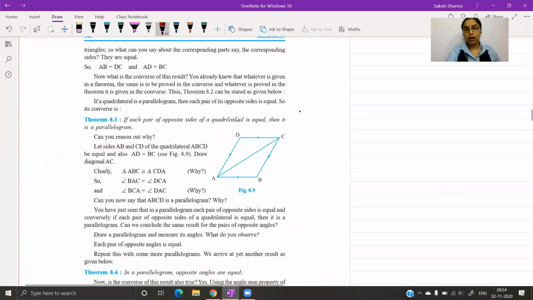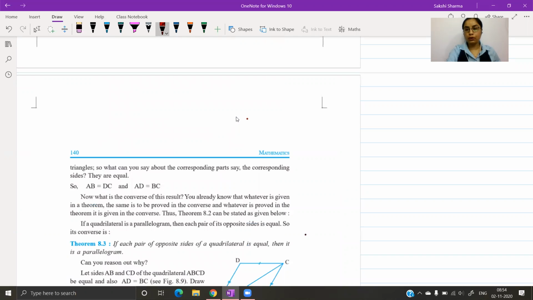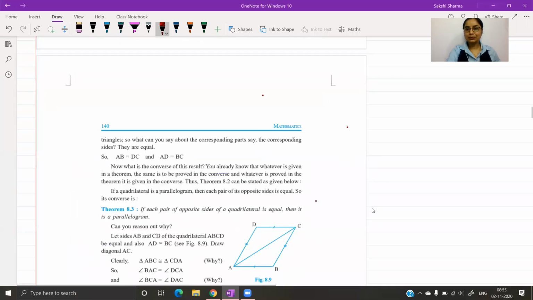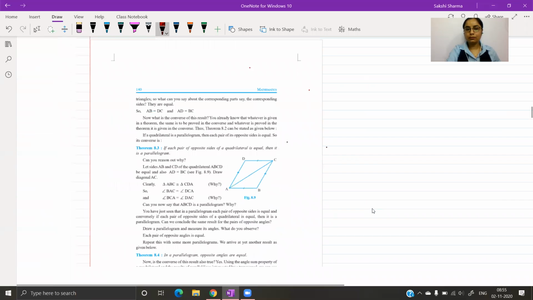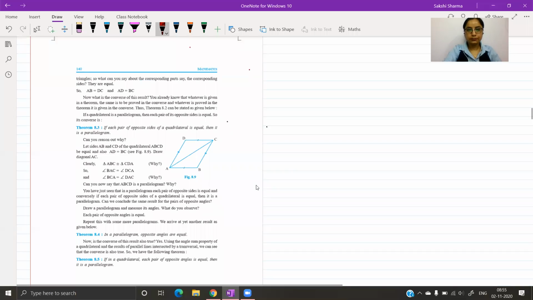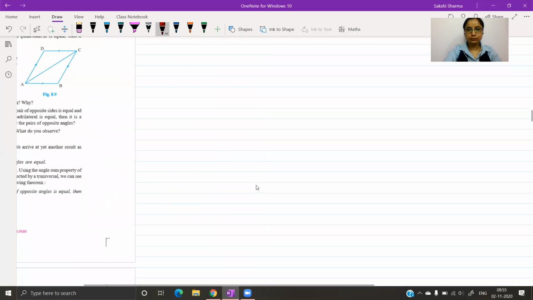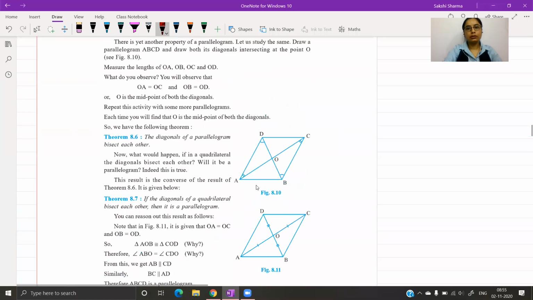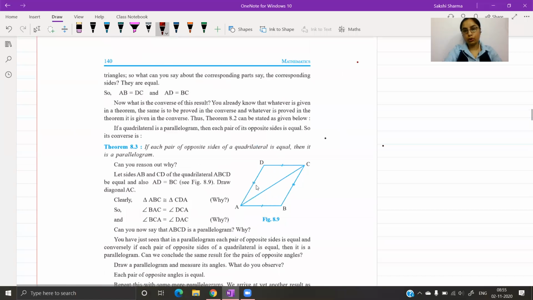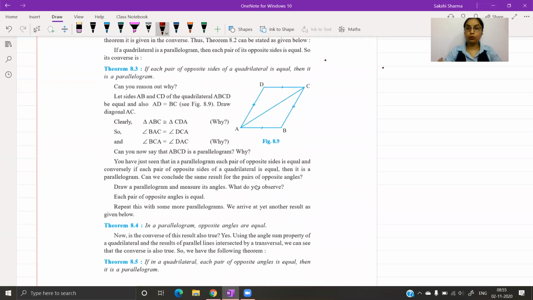Now compare the statements of theorems 8.3 and 8.2. 8.2 says that if it's a parallelogram, opposite sides are equal, whereas theorem 8.3 says that if in a quadrilateral opposite sides are equal, both pairs of opposite sides are equal. When they say each pair of opposite sides, they mean both pairs.